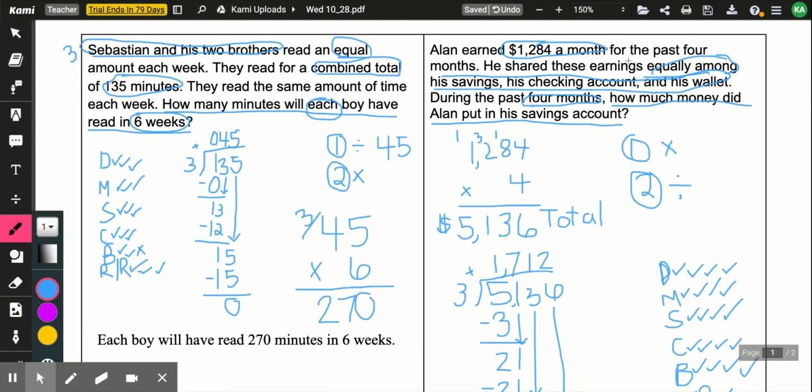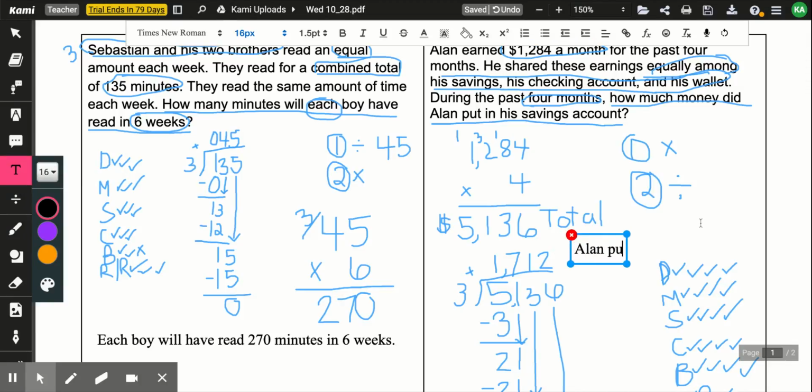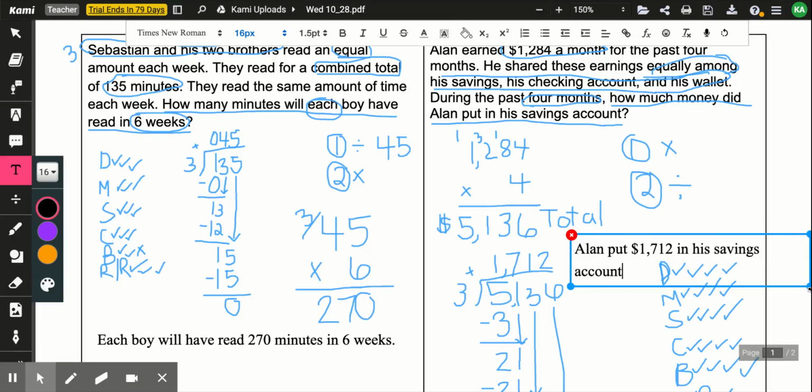But what are we talking about? How much money did Alan put in his savings account? Well, in his checking account, he put 1,712. In his wallet, he put 1,712. And in his savings, he put 1,712. So our answer is Alan put $1,712 in his savings account. And we know that because he put it in each one of his accounts in his wallet.